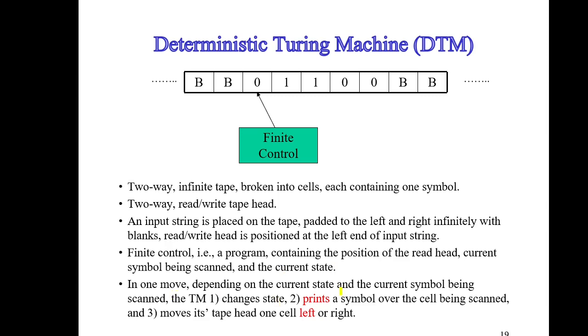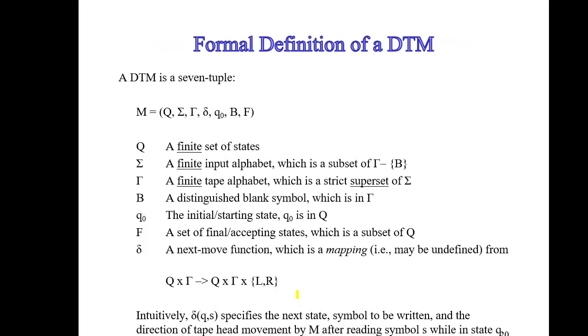The process of the Turing machine changes the state, prints a symbol over the cell being scanned, and moves its tape head one cell left or right. These are the processes of the Turing machine. Now this is the formal definition of a Turing machine.